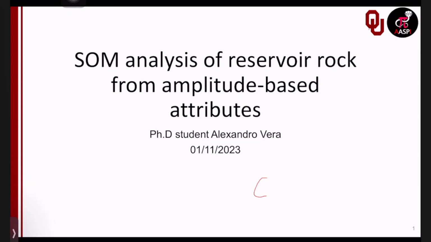Right now, what I'm going to present is a methodology to calculate reserves or estimate fluid differences using SOM, but based on amplitude-based attributes. I will define what an amplitude-based attribute is. I'm going to contrast it with other studies, and hopefully, I'm going to convince you with some synthetics that SOM works well with AVO attributes.